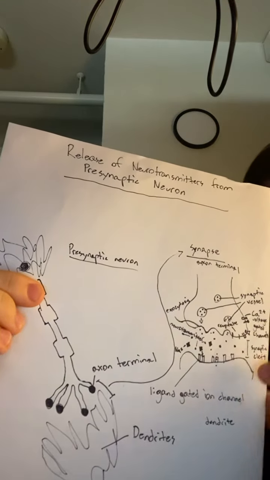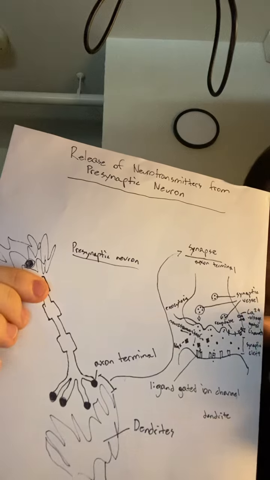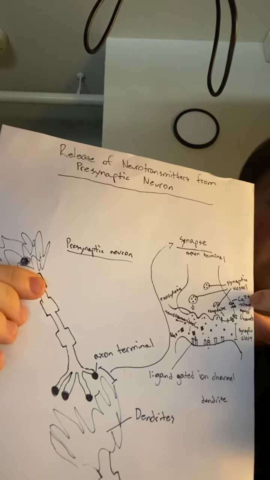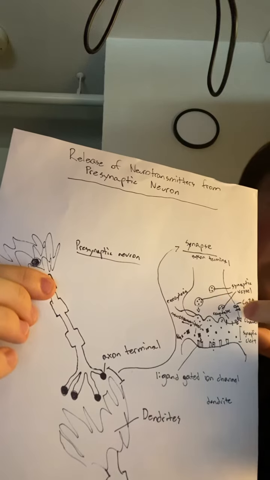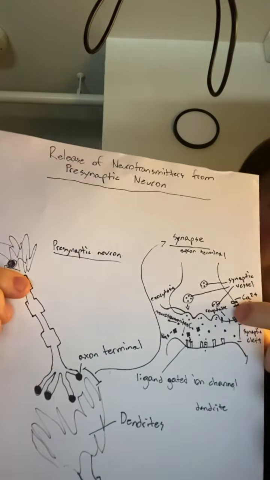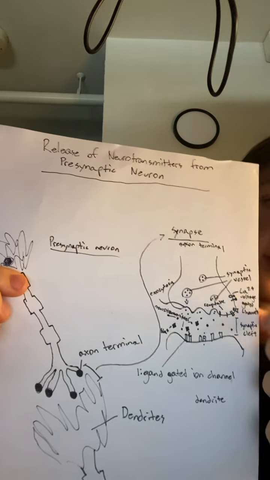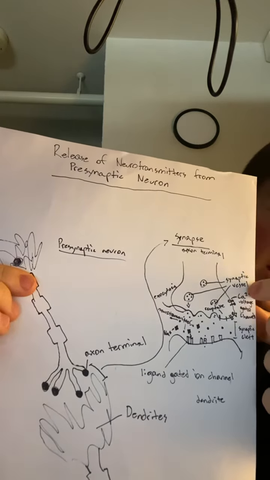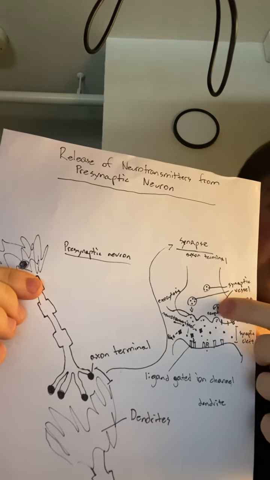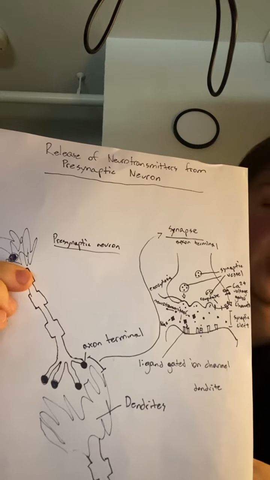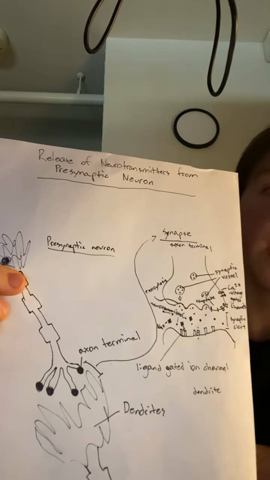And this happens because calcium ion concentration is higher outside the presynaptic cell than inside the presynaptic cell. So when the calcium voltage gated channels open from the action potential, the calcium ions outside of the cell move down their gradient and into the presynaptic cell because there's a lower concentration of calcium ions inside the cell.